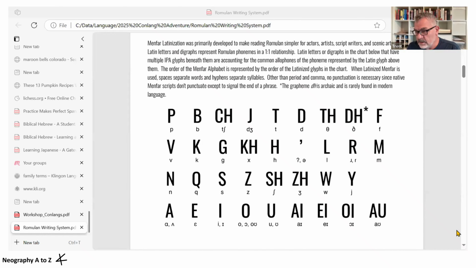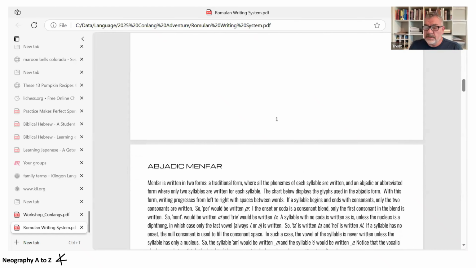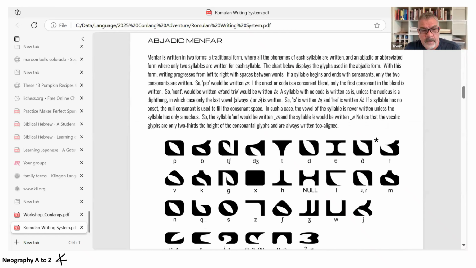If you scroll down to the next section, Menfar is the native word that means Romulan, and it can be used as both a noun and an adjective. There are two forms of writing. One form is abjatic, and it's not a pure abjad, but the purpose of this writing is to be practical. So the way it basically works is that every syllable has to be written with only 2 glyphs.